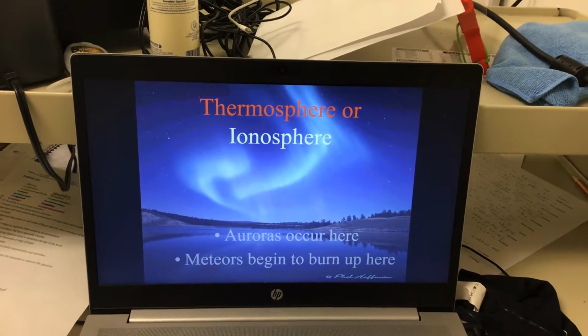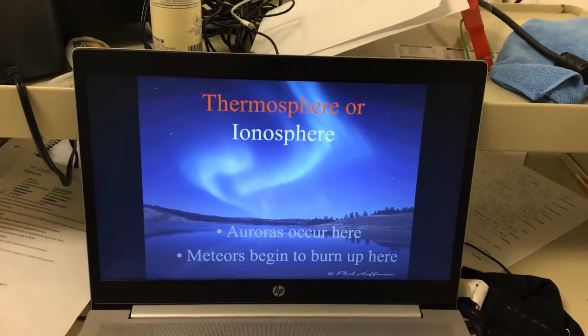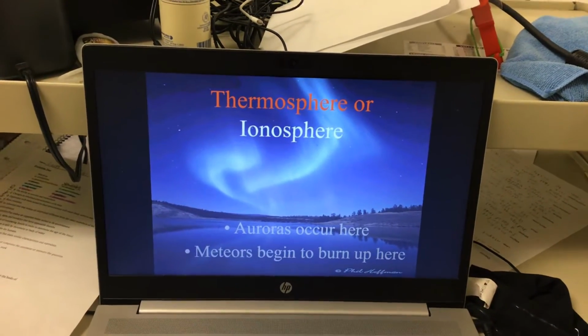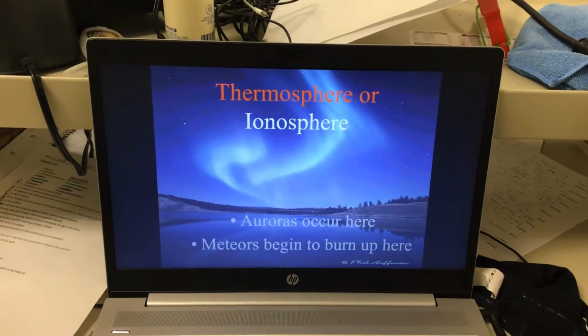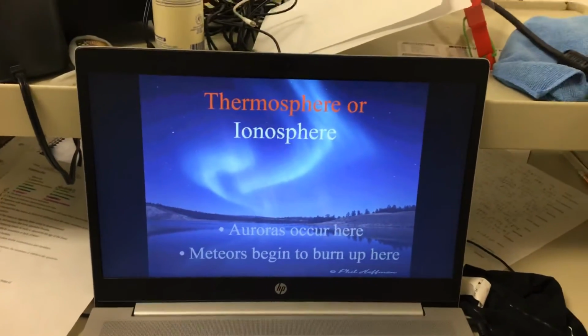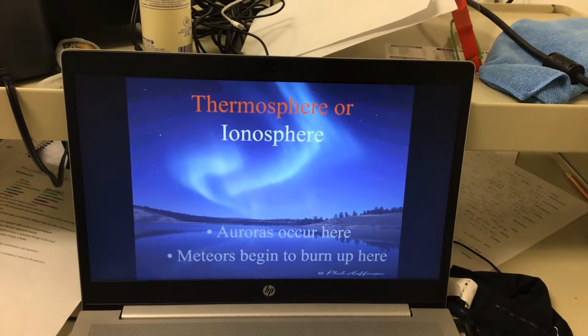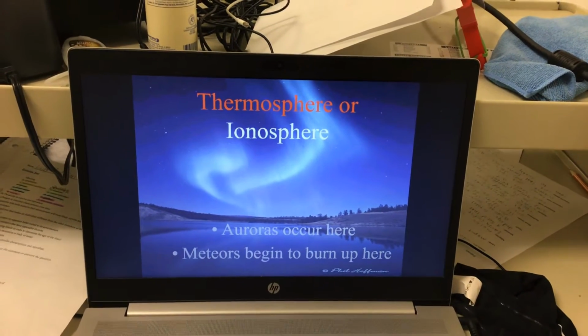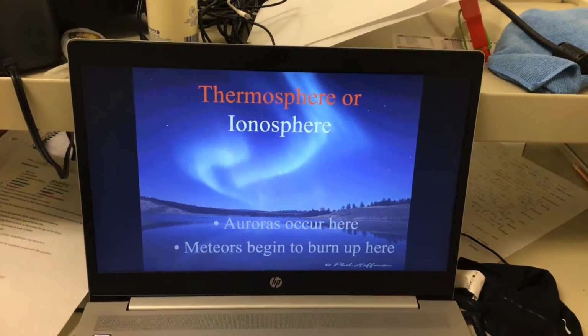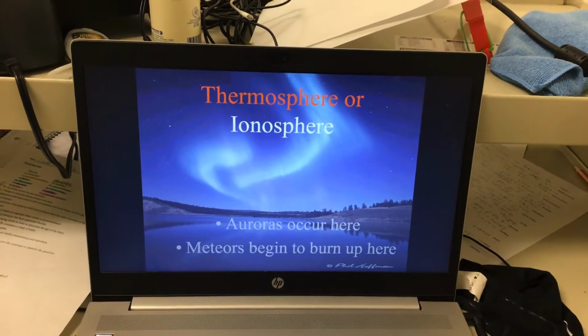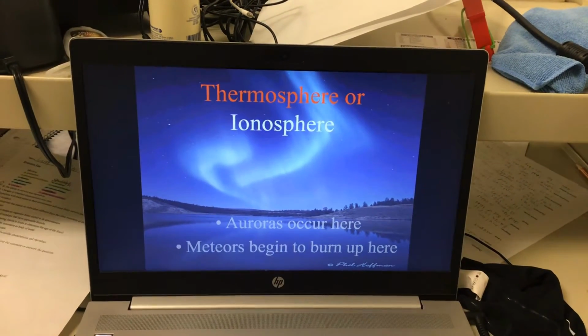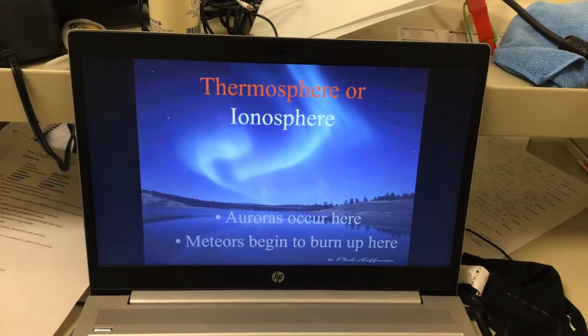So those were ions. Well, this layer contains tons of ions of different elements that cause the auroras to happen. Okay, radiation from the sun excites these ions and they glow. That's a very simplified version there. Okay, but the northern lights are going to occur here.